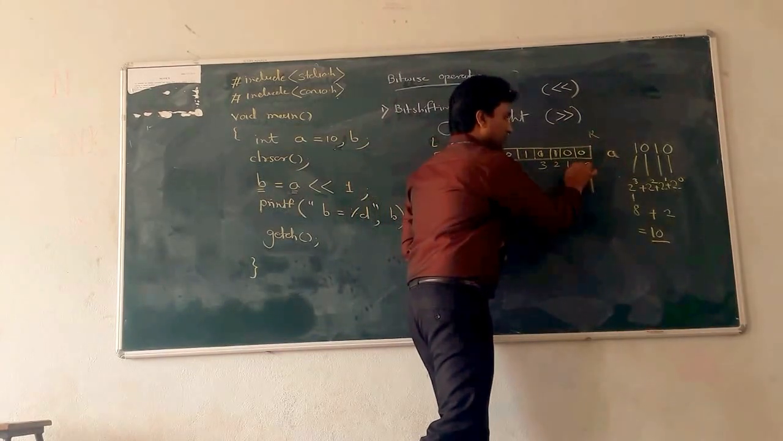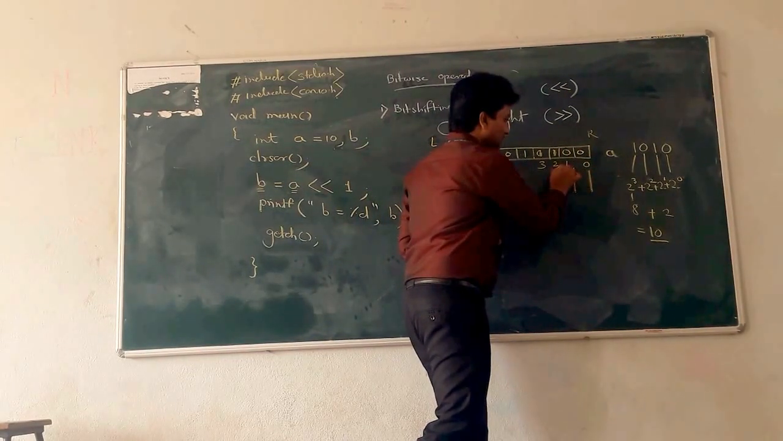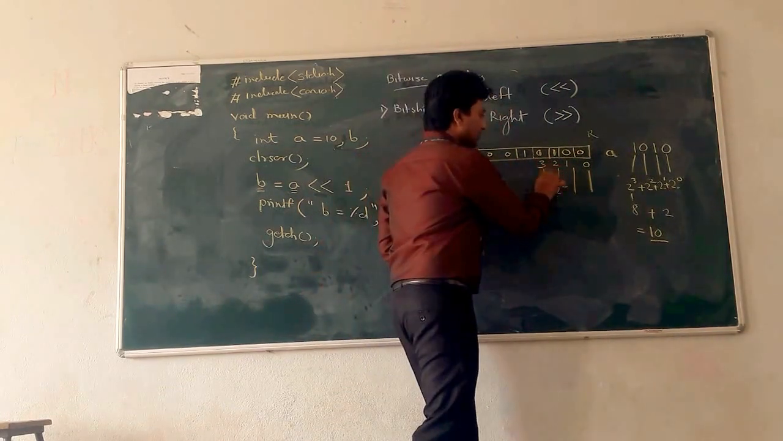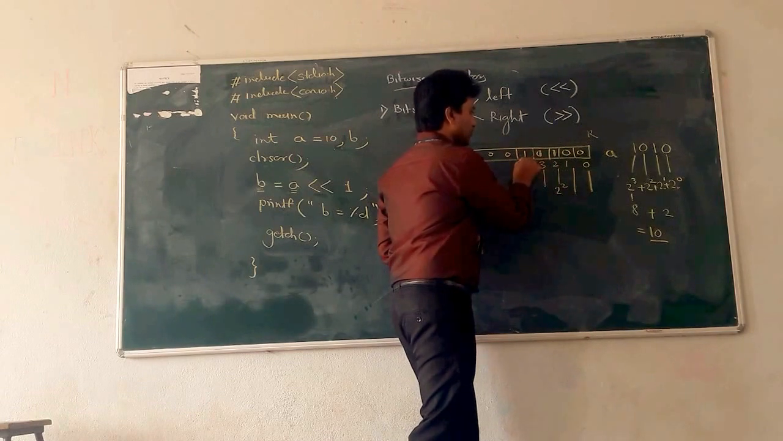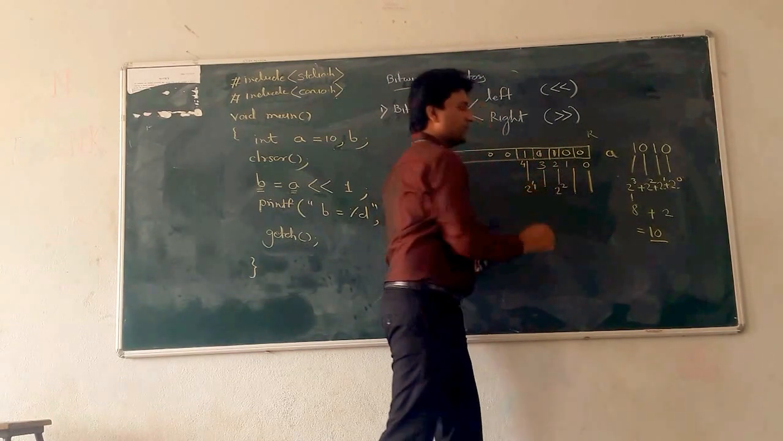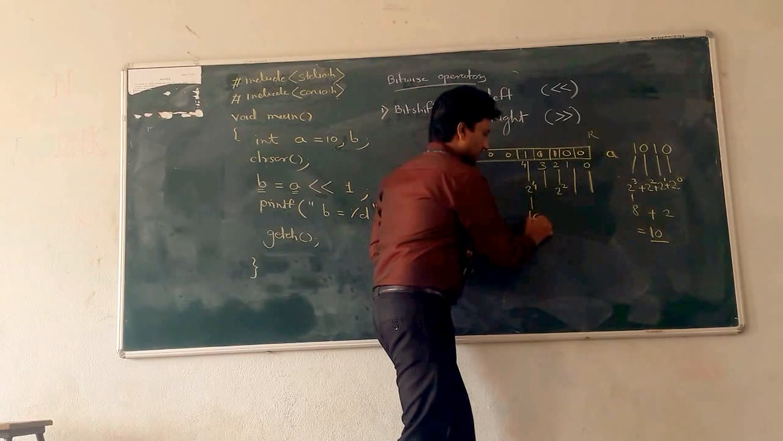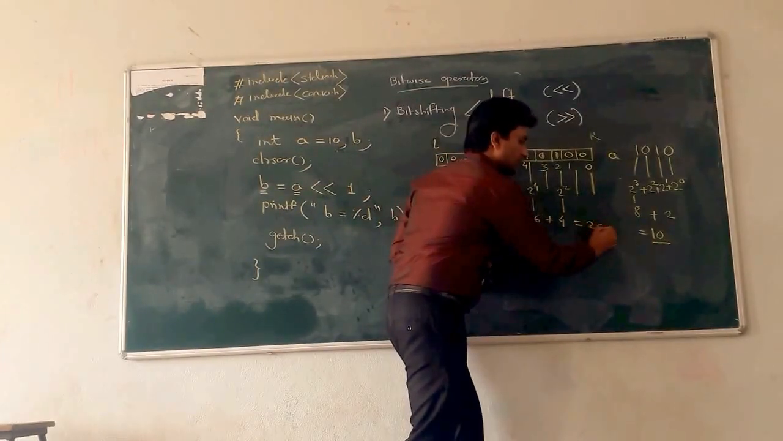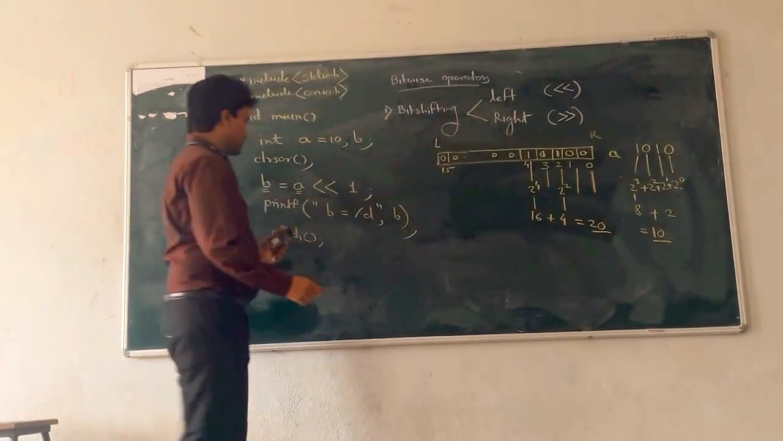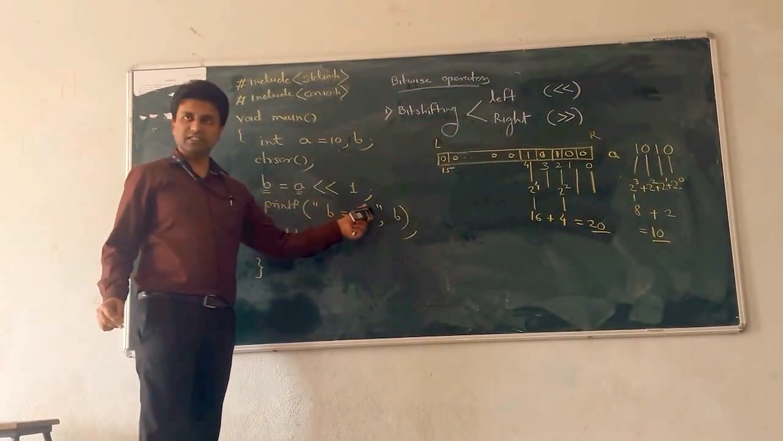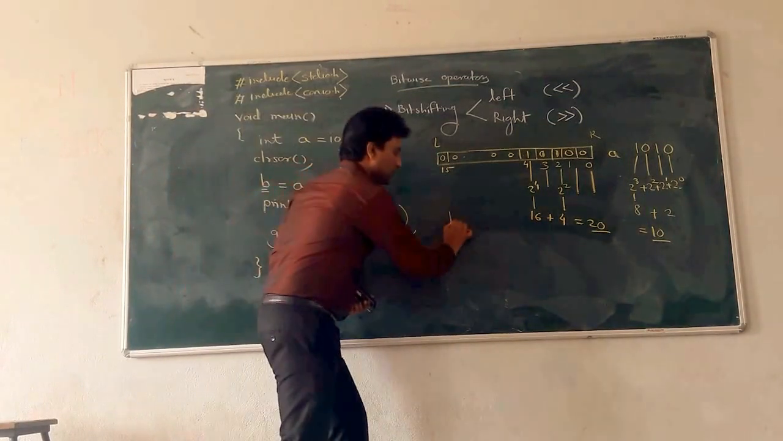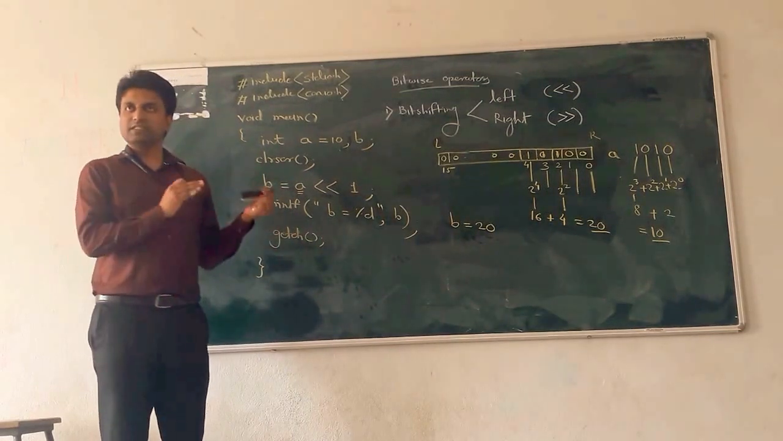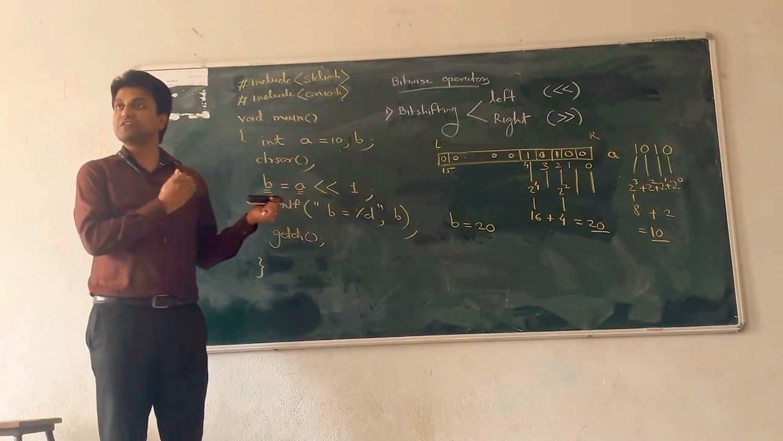So what is the value in decimal now? This is 0, no count. This is also 0, so no. This is 2 raised to 2. Again 2 raised to 3 is 0. This is 2 raised to 4. 2 raised to 4 means 16, and 2 raised to 2 means 4. 16 plus 4 is equal to 20. And when you display b is equal to %d, the result on the console is b is equal to 20. This is the working principle of the bit shifting operator.